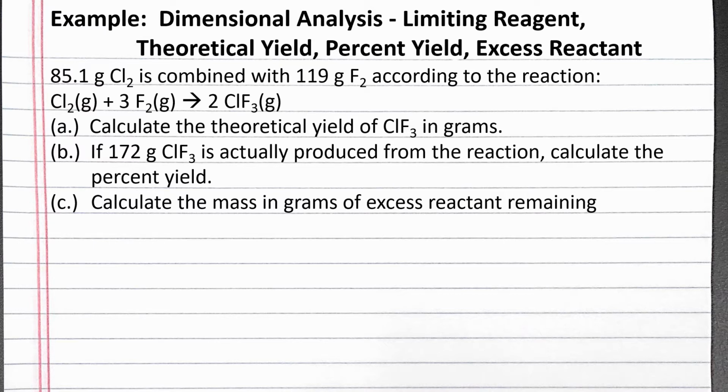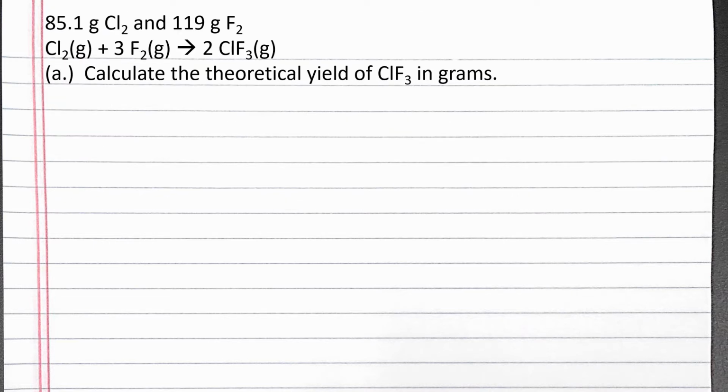In this problem, we're given amounts of two different reactants, so we need to determine which one runs out first. This is a limiting reagent problem. To calculate the theoretical yield, we need to determine how much product can be produced from each amount of reactant. Whichever produces less product is the limiting reagent, and the amount it can produce is the theoretical yield.